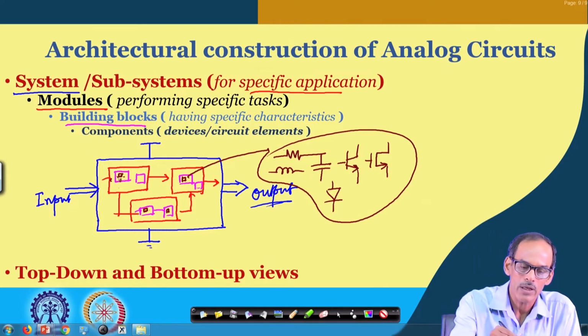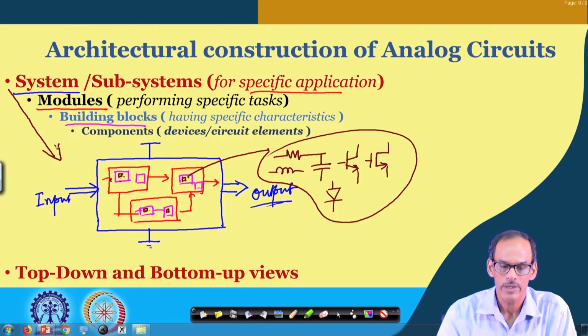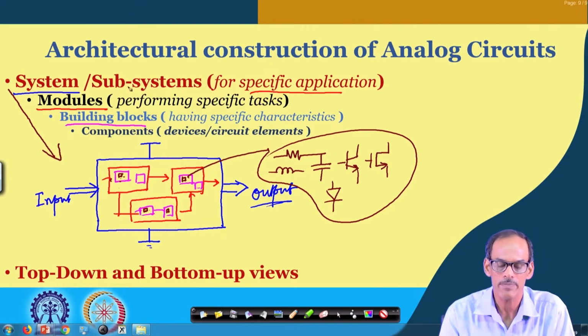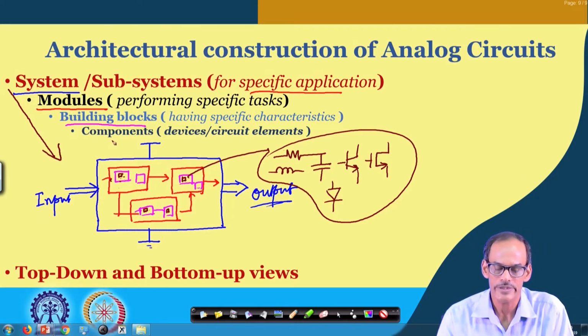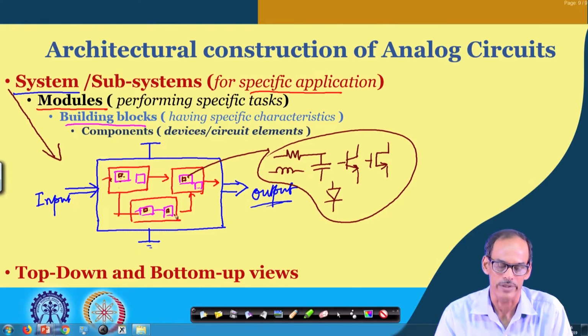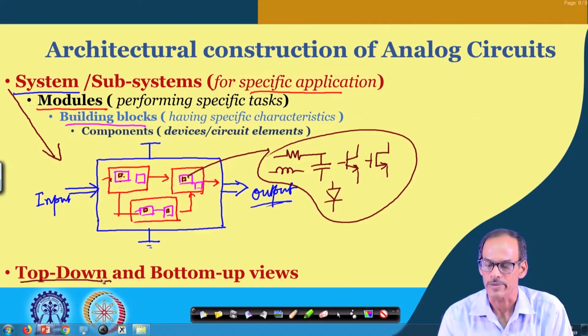This decomposition of the system, you may say, is looking into the system in a top down approach. We are starting from system or subsystem and moving towards the components. If the circuit is already constructed, or if somebody is already aware of what the constituent blocks are, this may be the way it can be visualized. That is called the top down view of the system.